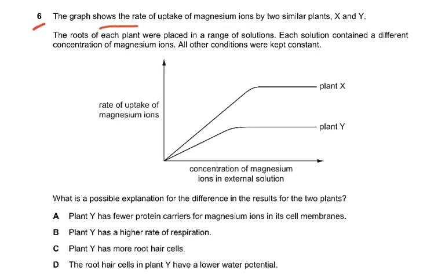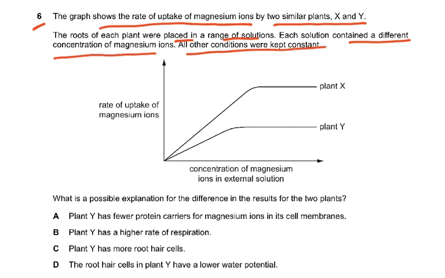Question 6. The graph shows the rate of uptake of magnesium ions by two similar plants X and Y. The roots of each plant were placed in a range of solutions. Each solution contained a different concentration of magnesium ions. All other conditions were kept constant. So here we have, say, 1%, then 2%, then 3%, then 4, then 5, then 6, then 7, then 8. This is how you must do the MCQs.